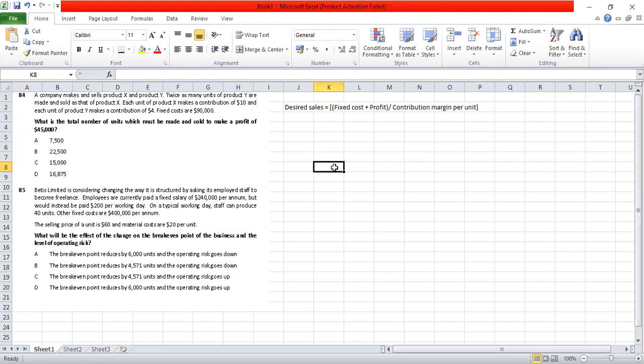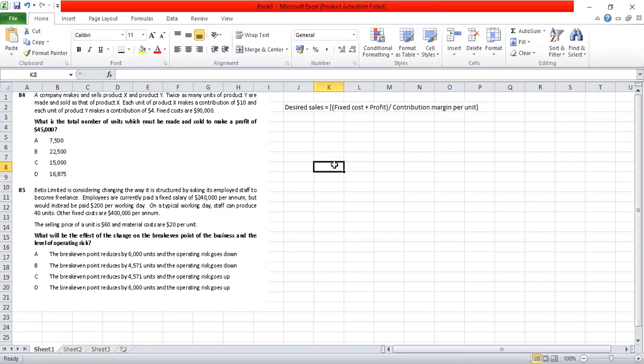So the question says that a company makes and sells product X and Y, but it is not one product. There are two products in this particular question. Twice as many units of product Y are made and sold as that of product X. So what does it mean? If X is sold 1 unit, Y will be 2 units. Fine. But the denominator talks about the contribution margin per unit of one product. Here there are two products. In that case, the formula changes slightly.